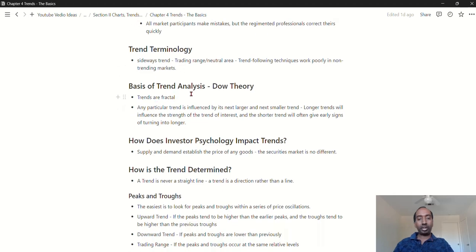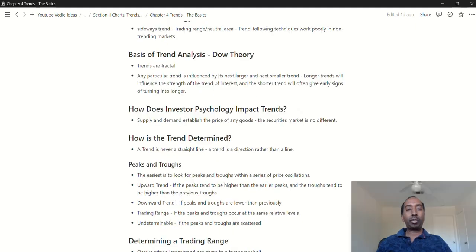Basis of trend analysis, Dow theory. Trends are fractal, meaning in the higher time span, whatever pattern or trend we are observing, we can see similar patterns built up in the lower time span as well. For example, if we are seeing a movement of price in an upward direction.